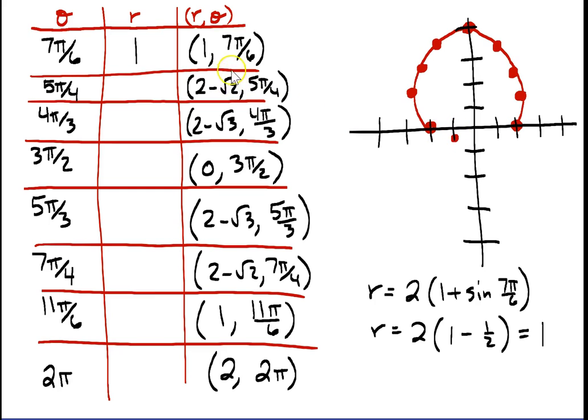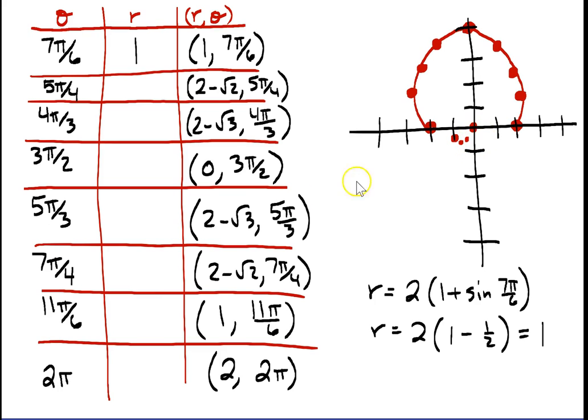Okay, square root of 2 is 1.4, but if you subtract 1.4 from 2, that gets you actually 0.6. So that 45 degree angle gets you a 0.6, maybe even scoot it in just a little closer, that's fine. 1.7, so 1.7 subtracted from 2 gets you a 0.3, that's about right there, maybe even closer to the origin. And then at the 3 pi over 2 angle, that gives you 0, so you're right there.